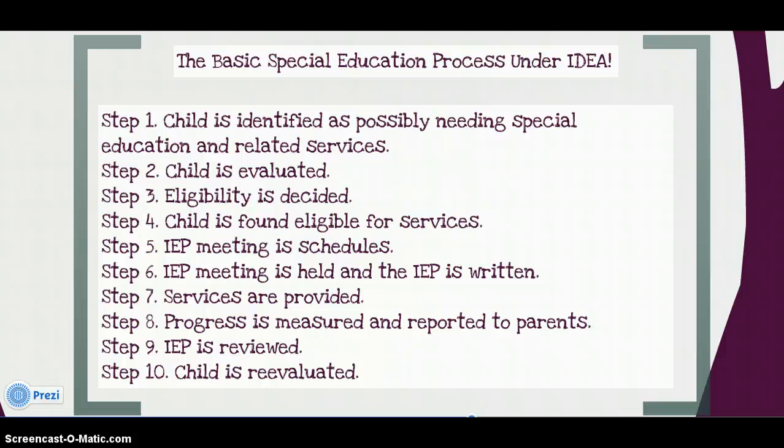Step 6, IEP meeting is held and the IEP is written. Step 7, services are provided. Step 8, progress is measured and reported to parents. Step 9, IEP is reviewed. And then step 10, child is re-evaluated.